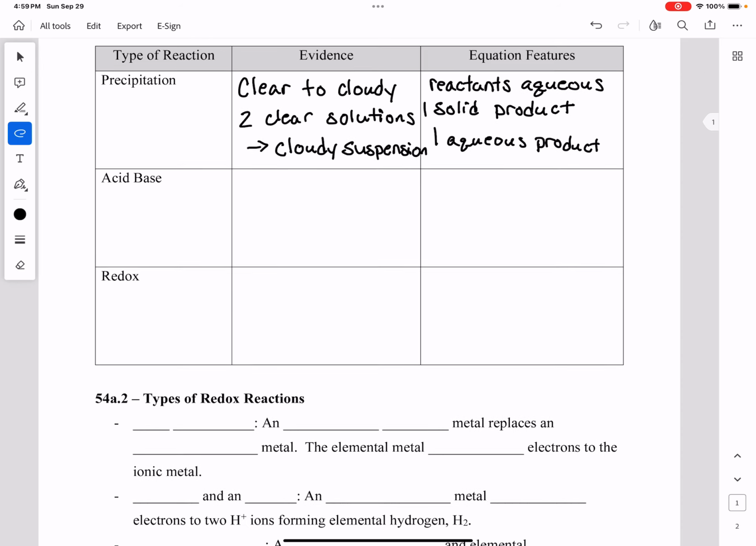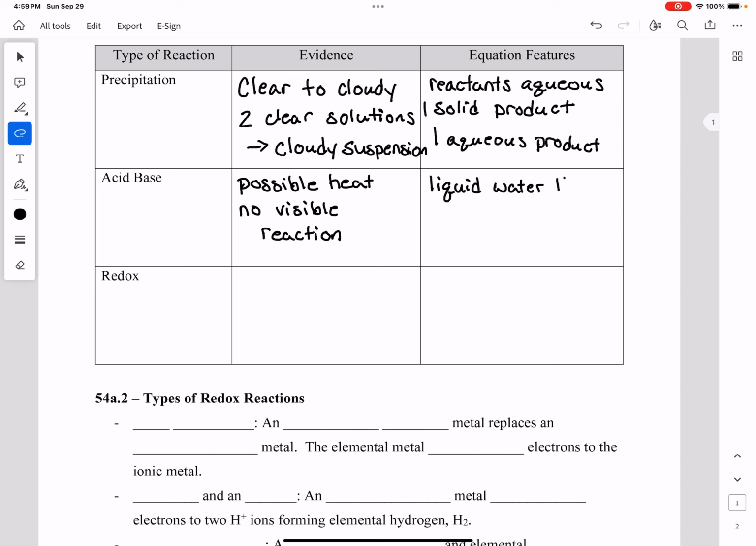Okay, so what do we look for in an acid-base reaction? Not much, unfortunately. There's possible heat. Not all the time. No visible reaction. Okay, so what are we looking for in the equation? We are looking for liquid water and a salt. Okay, so at this point you would just always look for your telltale products for an acid-base reaction.